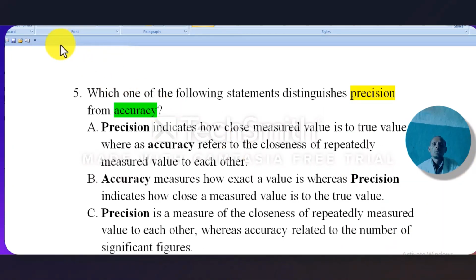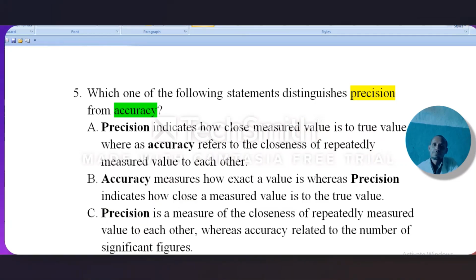Question number 5 says, which of the following statements distinguishes precision from accuracy? Choice A, precision indicates how close a measured value is to the true value, whereas accuracy refers to the closeness of repeatedly measured values to each other. Choice B, accuracy measures how exact a value is, whereas precision indicates how close a measured value is to its true value. Choice C, precision is a measure of the closeness of repeatedly measured values to each other, whereas accuracy is related to the number of significant figures.